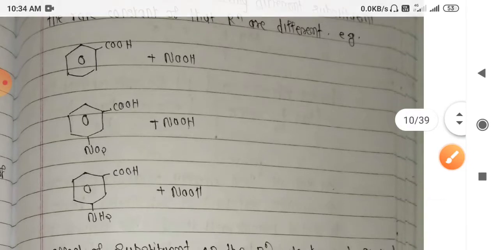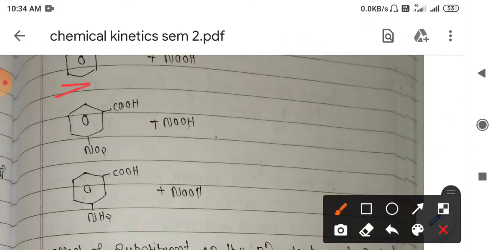Here we have benzoic acid plus NaOH, a normal acid-base reaction. All three reactions are acid-base or neutralization reactions, simple. There we have just changed the substituent. Here it is a meta-substituted benzoic acid, and here is another meta-substituted benzoic acid but differing in the substituent. Based upon the various substituents present in the given position, we will compare the rate constant for the given molecule.